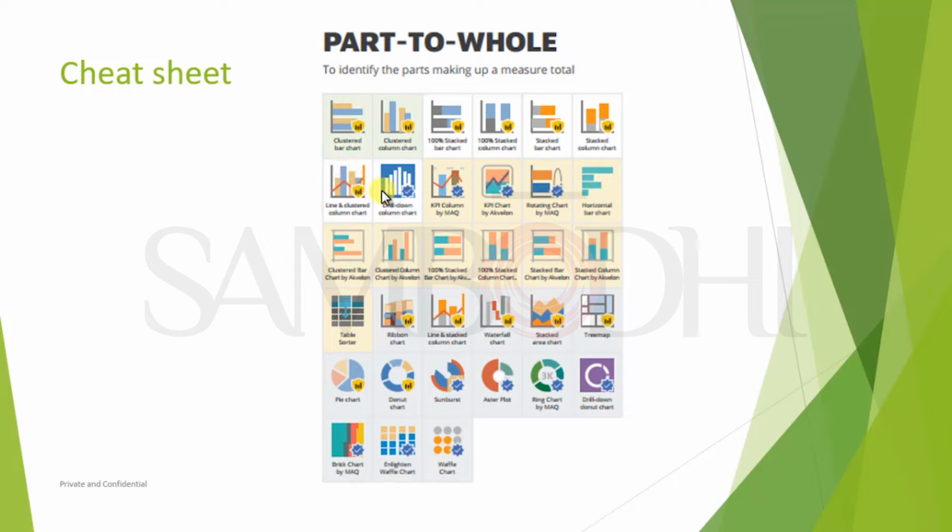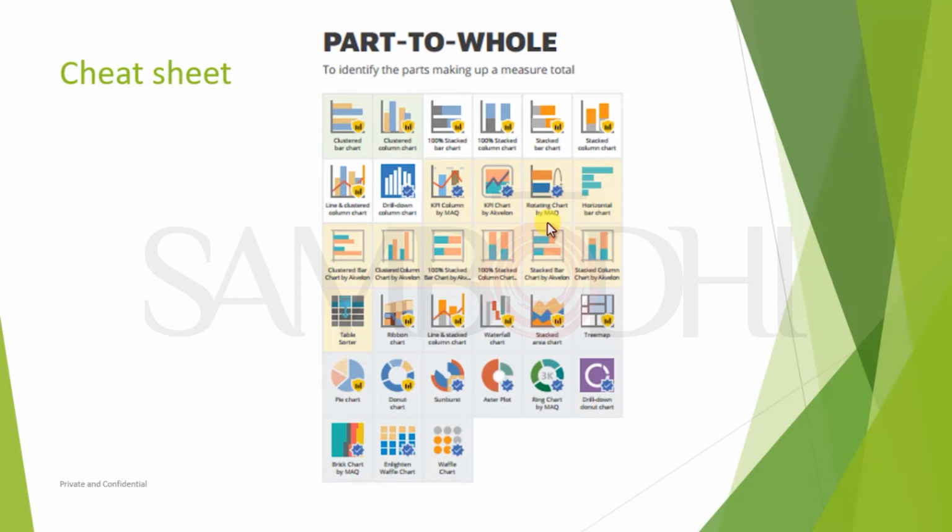Then a drill down column chart, like I said, if you have multiple things, you can break down in that way. Then there is a KPI column chart by MAQ. Then there is a KPI chart by another company. And there is a rotating chart, which keeps rotating in the visualization. If there are more values, then a rotating chart helps to identify those many values without having a scroller.